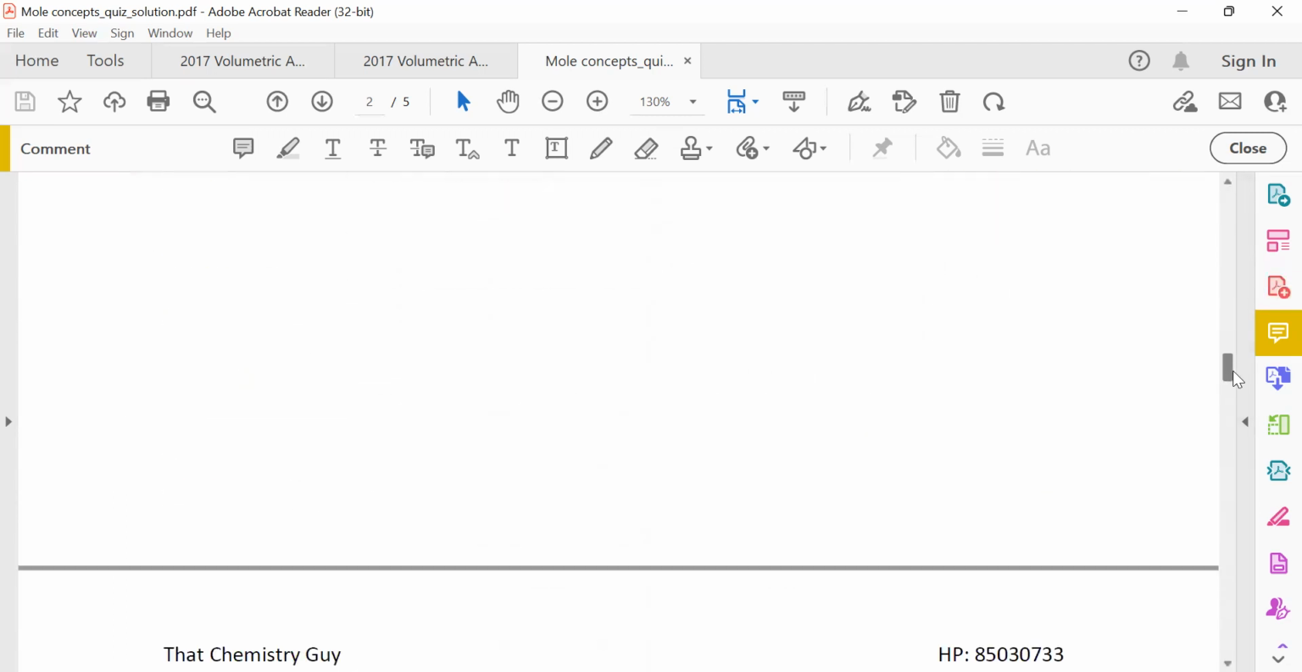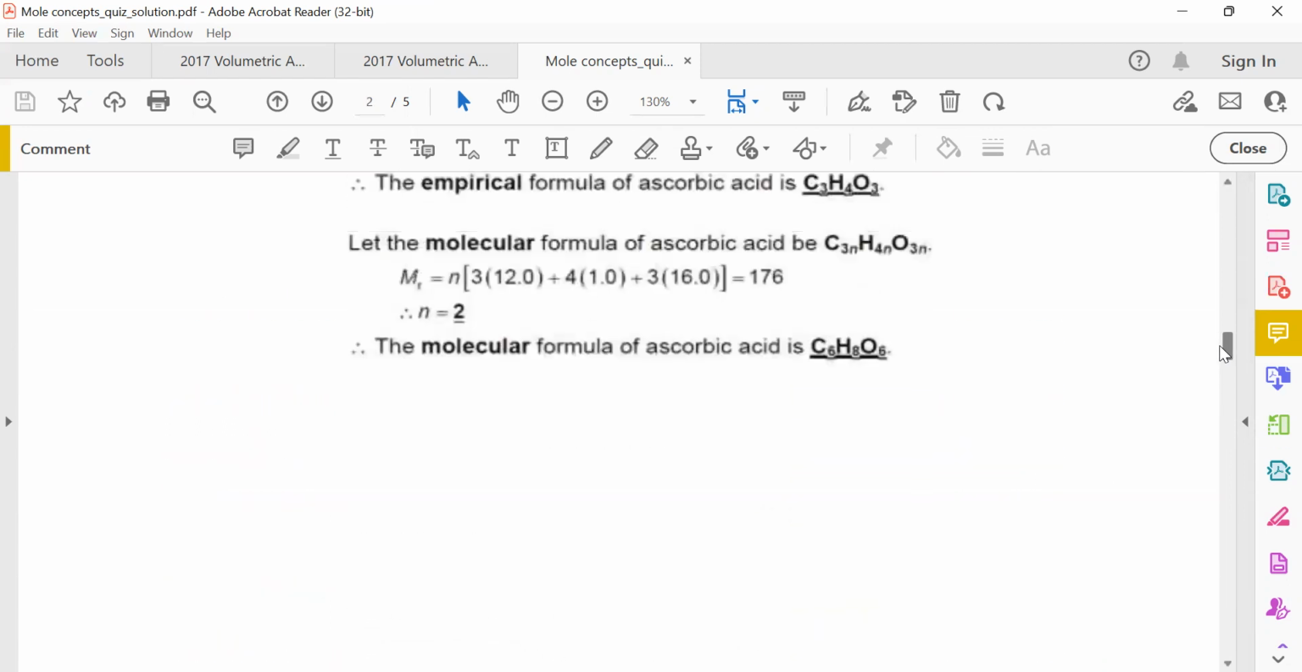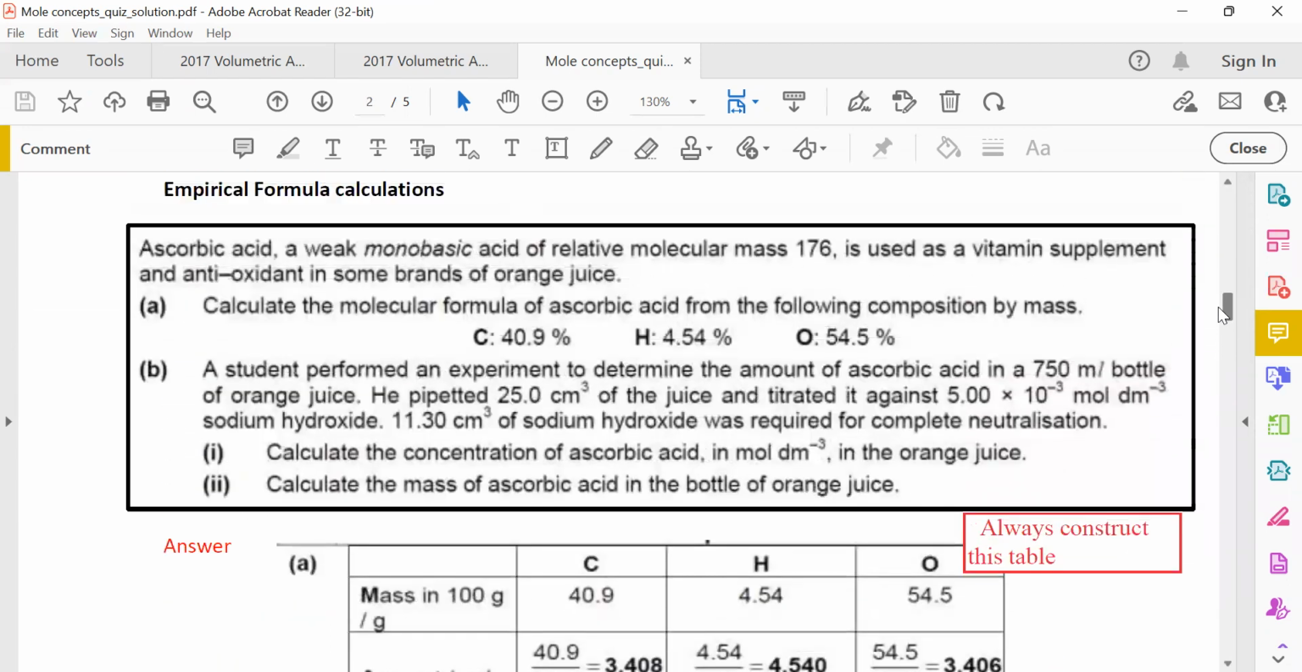So you just take C times V to work out your amount of NaOH. And knowing that this ascorbic acid, by the way, I think the question did mention that it is a monoprotic acid. What do you mean by a monoprotic or monobasic acid? It basically means that this acid is like HCl or HNO3, where they react with NaOH in a mole ratio of 1:1. So that's why this part is very important.